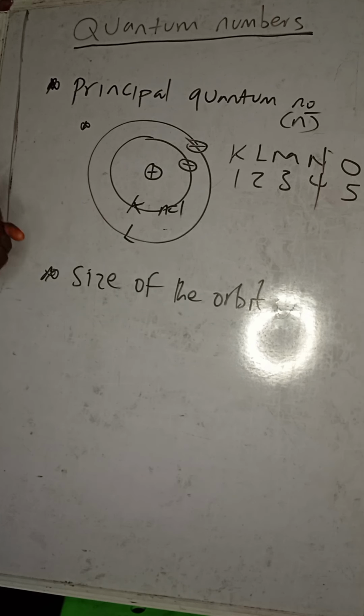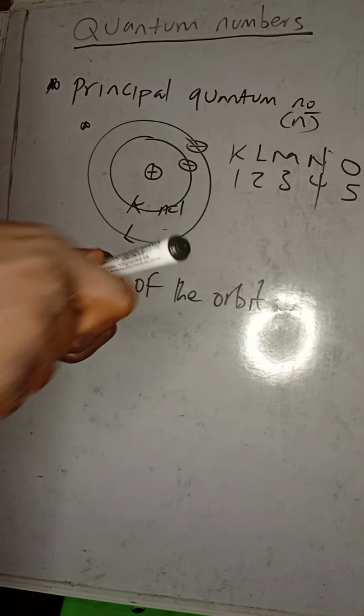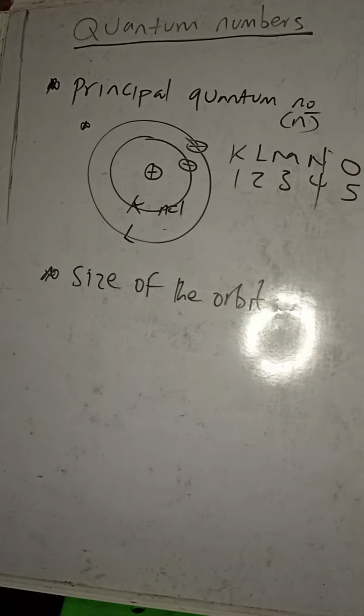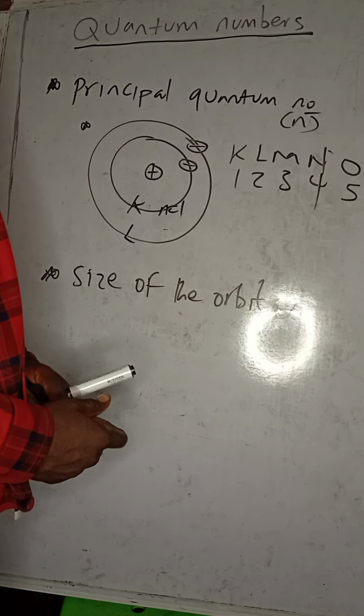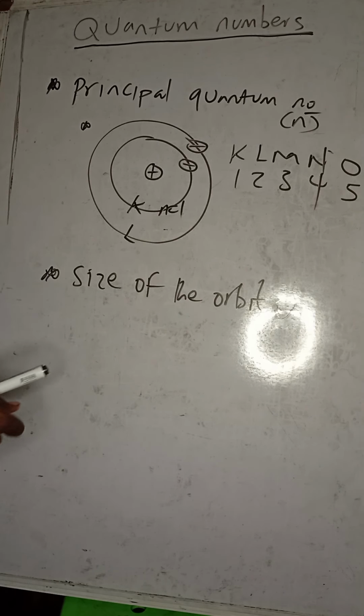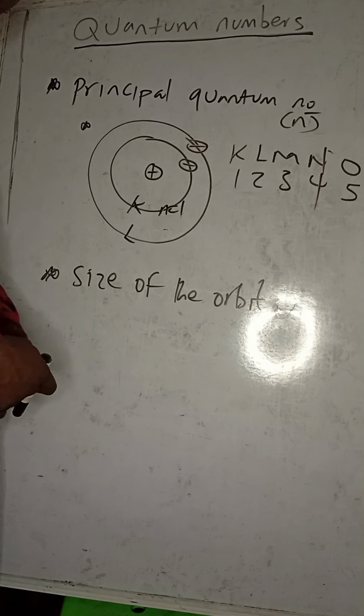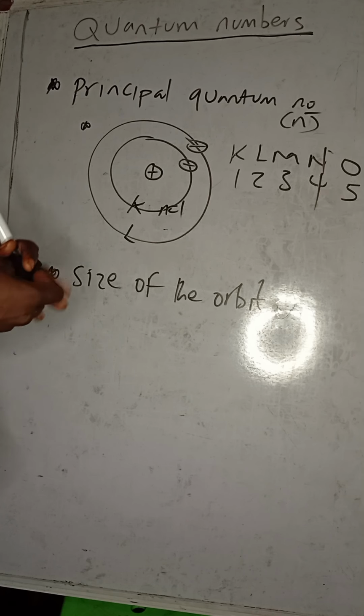It is denoted with the symbol n. That's the principal quantum number for you. So that is for the quantum numbers. It tells me the shell, the size of the orbit, the energy level that each electron is going to belong to. So that is the principal quantum number n.